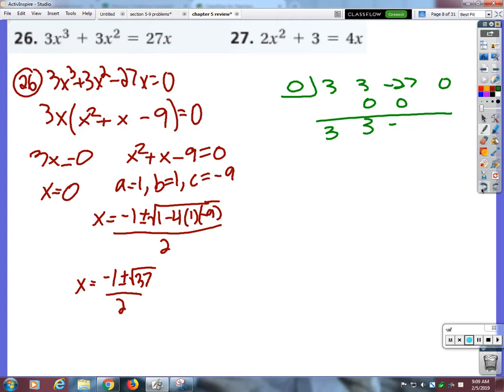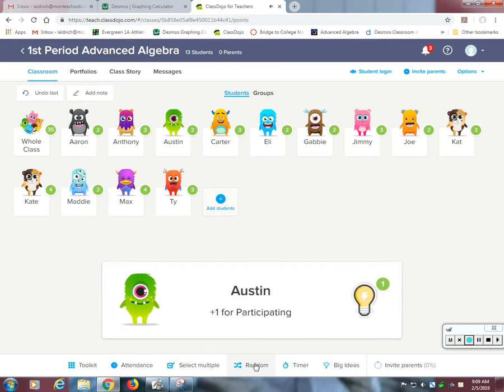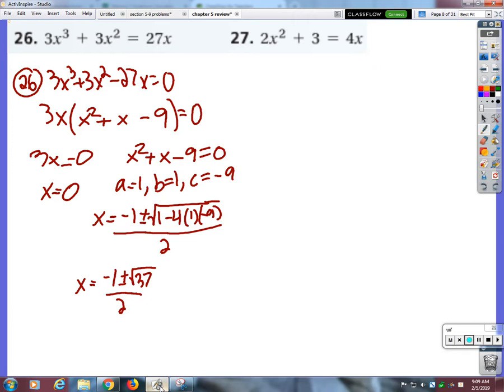Probably, yeah. I think so. All right, let's try another one. It's going to be Eli, huh? No? Joe? What do we do first, Joe? Good. Subtract the 4x. So 2x cubed minus 4x plus 3 equals 0. Let's go straight to quadratic formula from here.